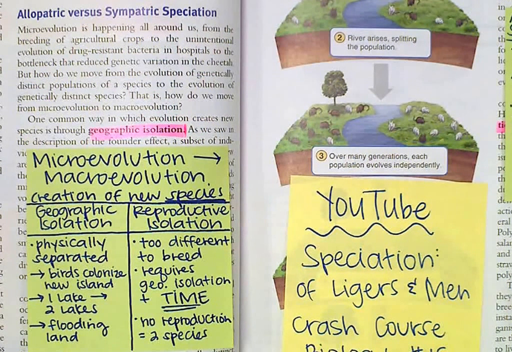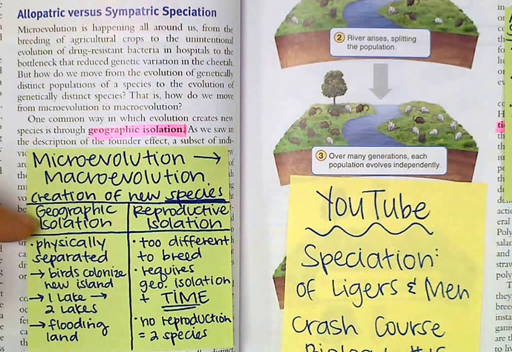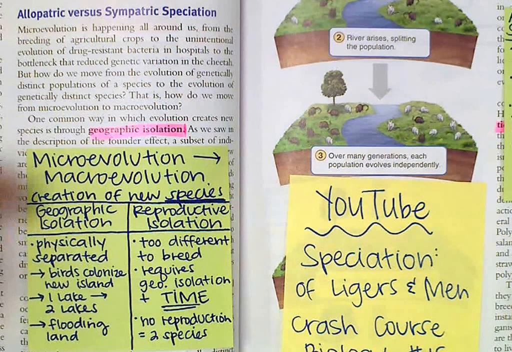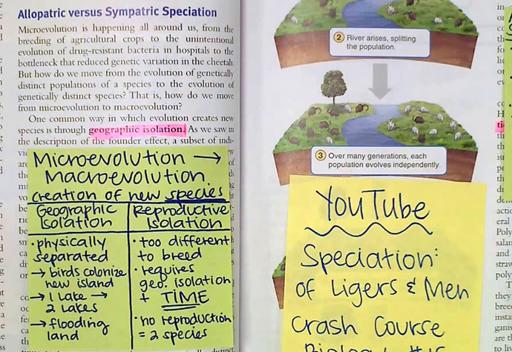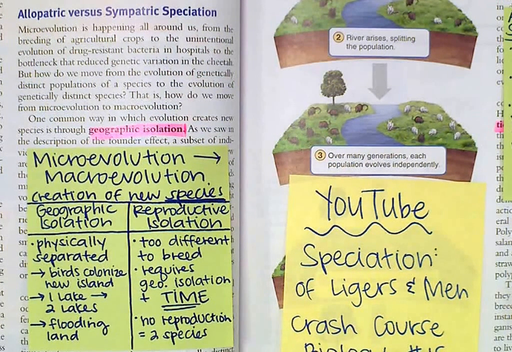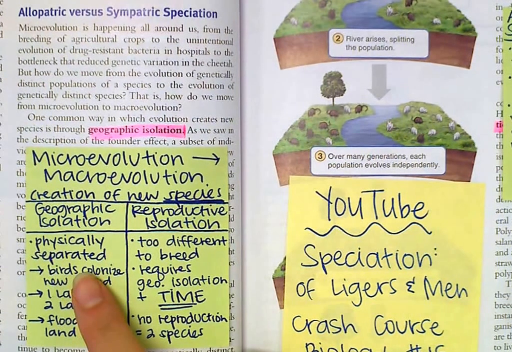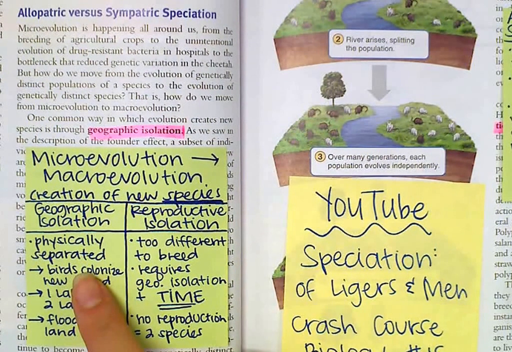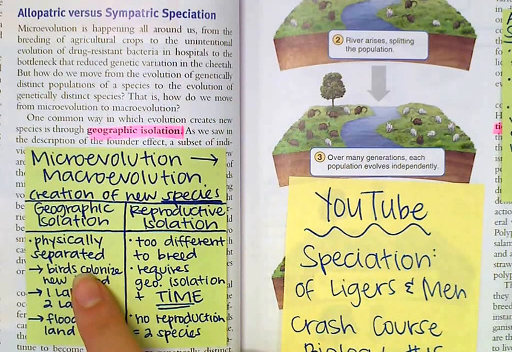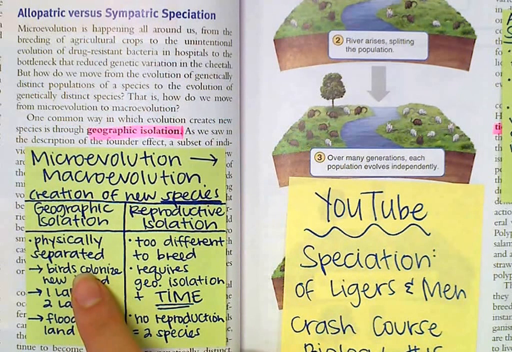Right, now there's two ways that speciation can occur. We have a change in geographic location, or geographic isolation, and then we also have reproductive isolation. So let's talk about how those two things can happen. First we have geographic isolation, where two populations are physically separated from one another. So initially it's the same species that are physically separated.